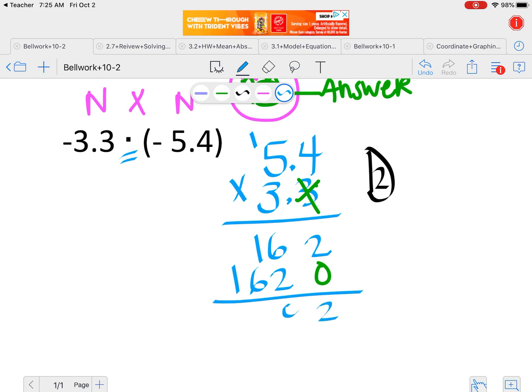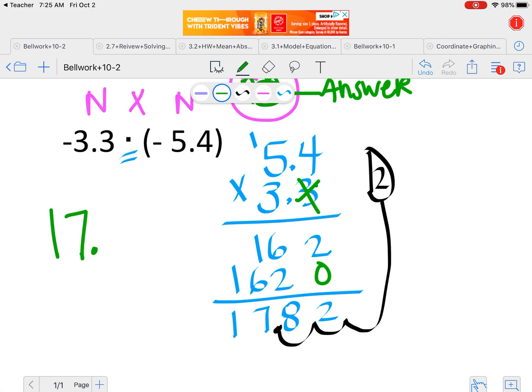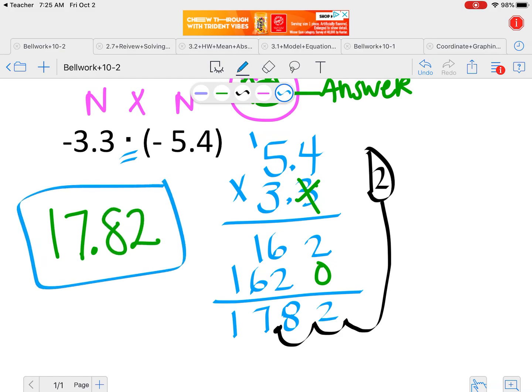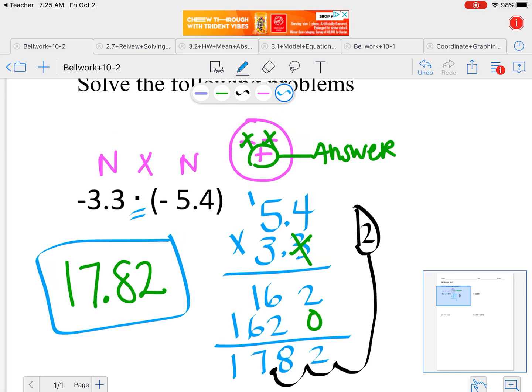Now I'll add this up. And remember, I need to have 2 digits behind the decimal, so 1, 2. Then my final answer, I would say, is 17.82. And we also looked up here at the top. We said our answer was going to be positive. So you can put the positive sign if you want or leave it off. Either one is fine.